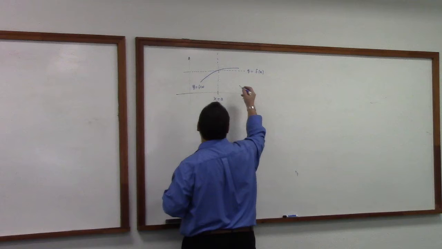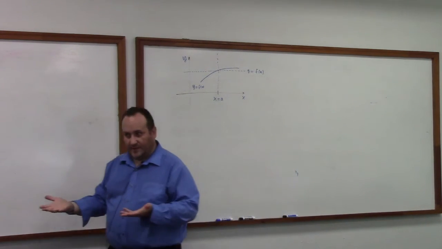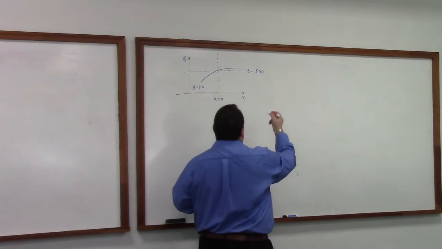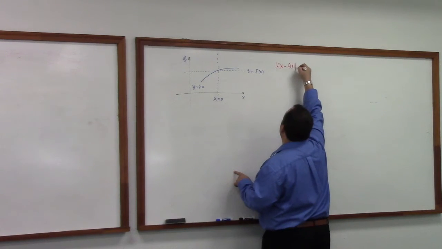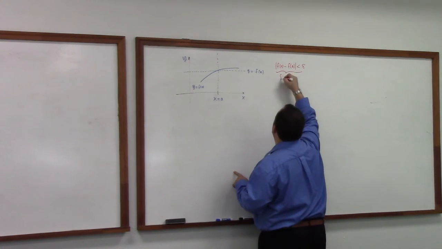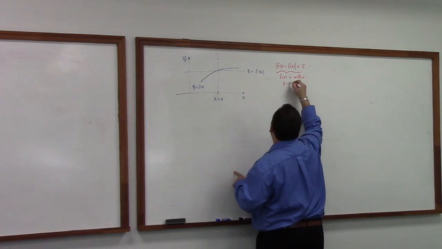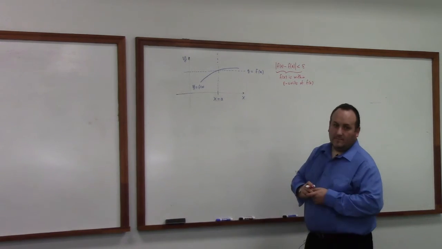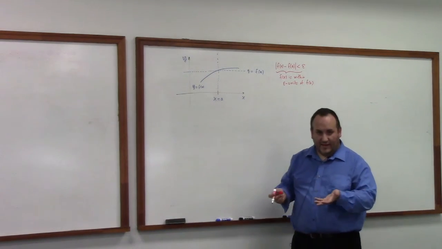So what does continuity mean? Continuity at a means that you pick any epsilon you like, right? What does this condition, absolute value of f of x minus f of a less than epsilon, mean? This means f of x is within epsilon units of f of a. So the logic of the definition is we pick any epsilon greater than 0.